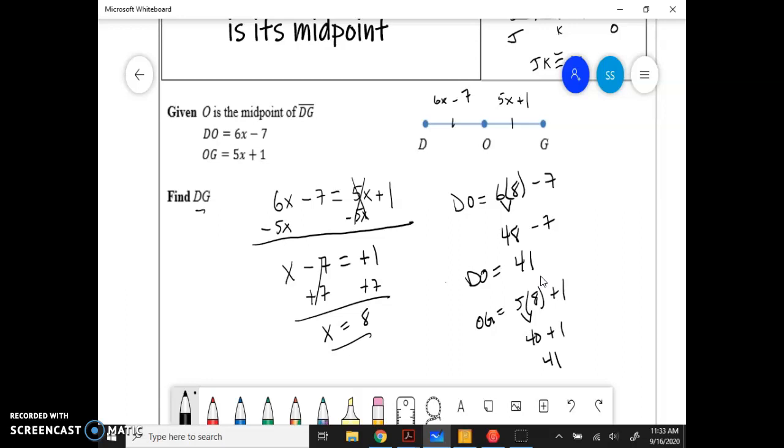So if this part here is 41 and this is 41 here, the whole distance is 41 plus 41. And so DG is equal to 82.